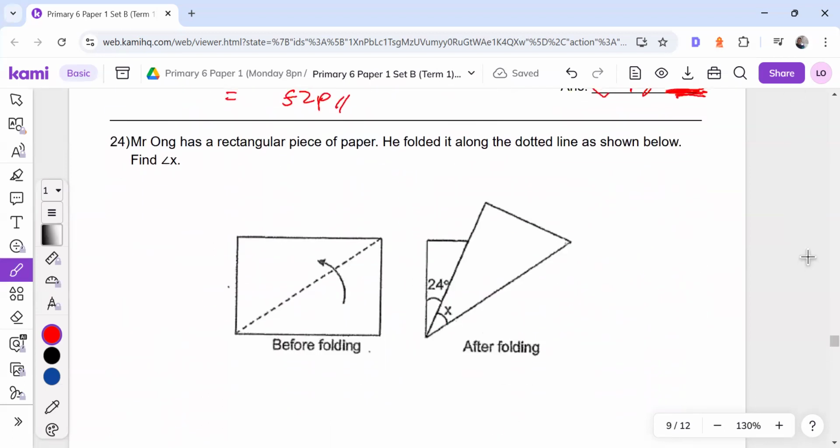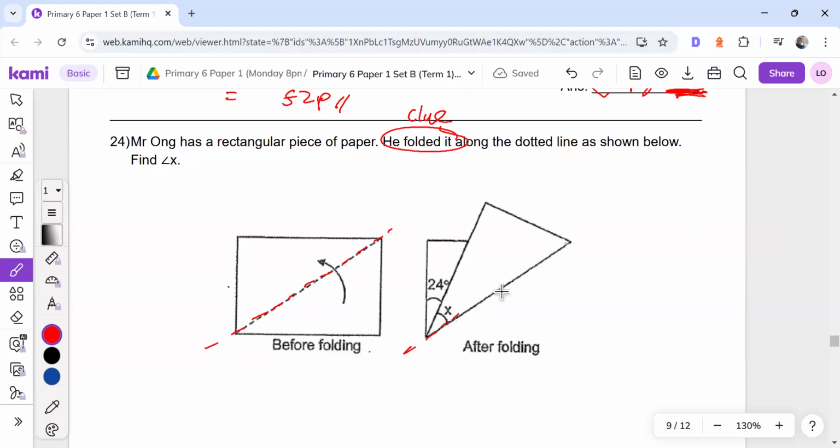Okay, question 24. If you don't know how to do, again, you forgot something that I told you. When you see a paper being folded, this is the clue. Clue for what? Symmetry. When you fold a paper and you unfold it, there is an invisible line that you can actually see, right? Invisible line.